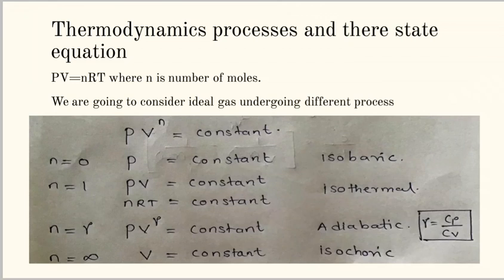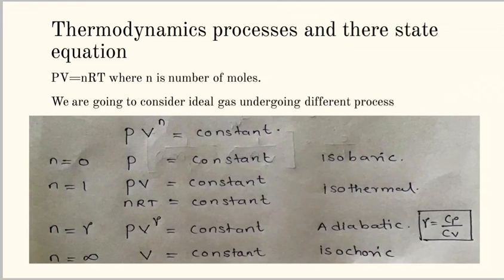State equation, here we are going to consider only PV is equal to nRT, where n is the number of moles. Previously I said n is equal to number of molecules per unit volume, which is actually capital N, and this is small n, therefore it is known as number of moles. We are going to consider ideal gas undergoing different processes.